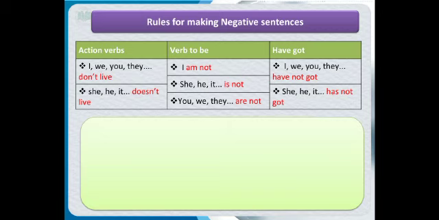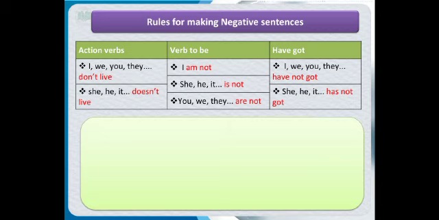It is quite easy. I'm not, is not, are not. We are just simply putting not with the verbs. Have got is also quite easy. Have not got and has not got. You can use the short forms of the verbs, like we have used don't, so you can use do not as well, and as we have used doesn't, so you can use does not as well.